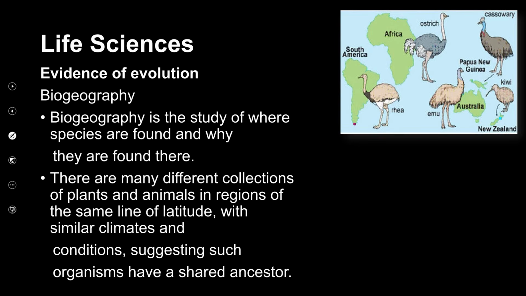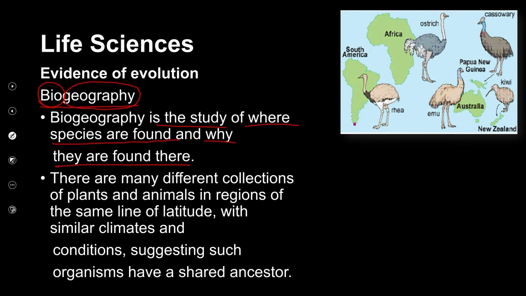All right, so we're going to look at another form of evidence called biogeography. Earlier, when we were talking about the term, we said we're looking at living organisms, which is bio, and geography is where they are in the world. So biogeography is the study of where species are found and why they are found there.